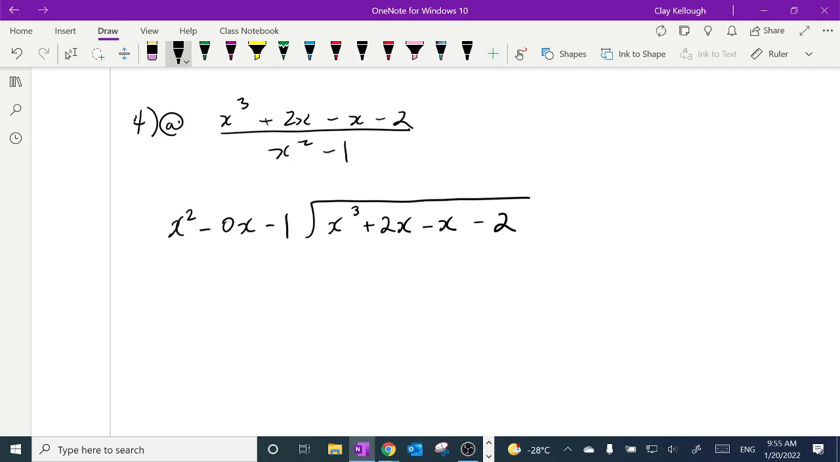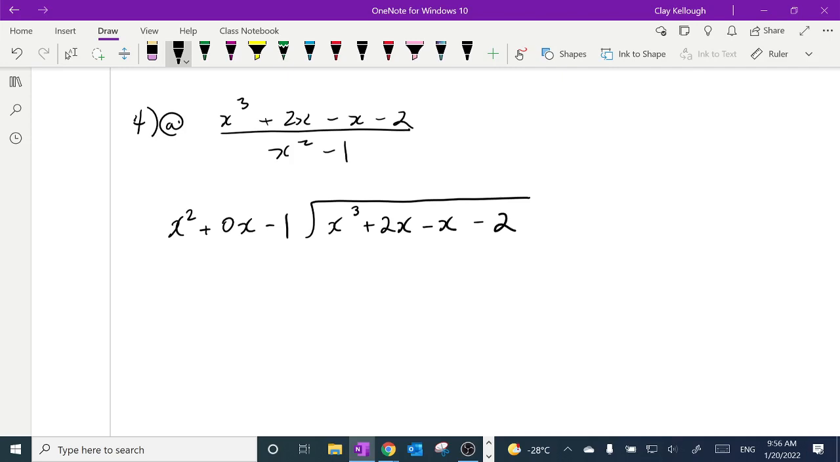Notice that this bottom term here doesn't have an x term in it. It jumps right from x squared to constant. Well, I might end up needing a placeholder. I could make this plus or minus, it doesn't matter. It's 0 either way. I kind of need a placeholder for when I'm actually doing the long divide.